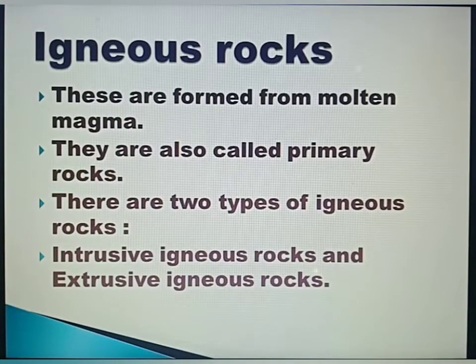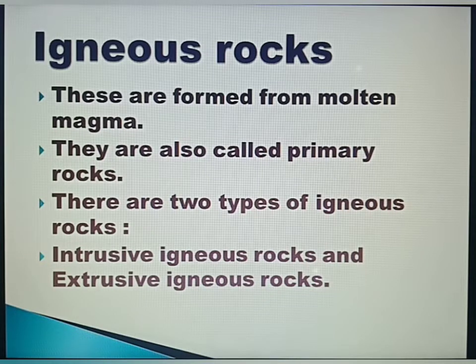Igneous rocks. We learned that there is molten magma inside our earth. When this molten magma cools, it becomes solid. Rocks thus formed are called igneous rocks. They are also called primary rocks. 95% of the rocks found on the earth crust are made this way. There are two types of igneous rocks: intrusive igneous rocks and extrusive igneous rocks.